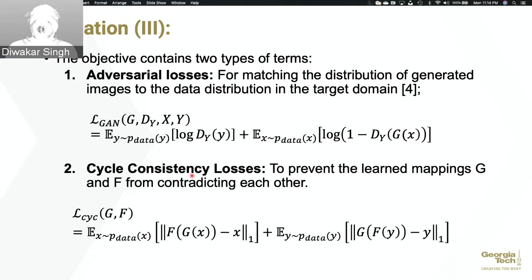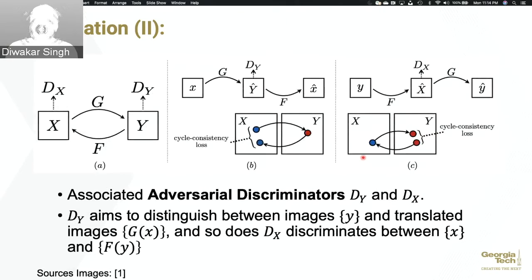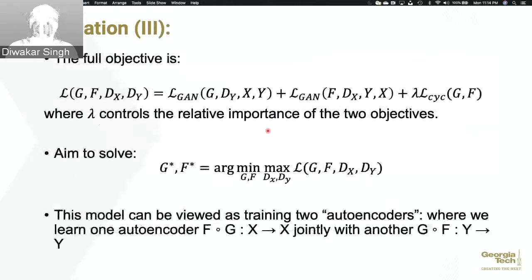And we add the cycle consistency loss, which we added to prevent the learned mappings G and F from contradicting each other. So F and G are nothing but inverses of each other. So if we apply mapping G to X, we get Y, and if we apply the inverse mapping F, we get back to domain X. So technically they should not be different. So this loss quantifies this difference.